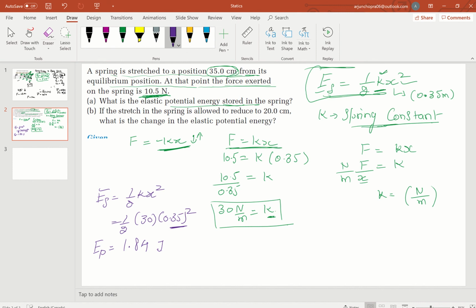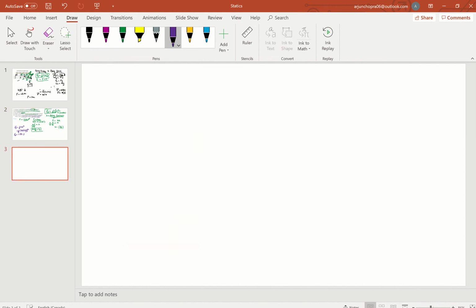Now I'm going to do part B. If the stretch in the spring is allowed to reduce to 20 centimeter, what is the change in the elastic potential energy? So now I'm reducing the stretch to 20 centimeters. I'm going to try and draw the diagram.